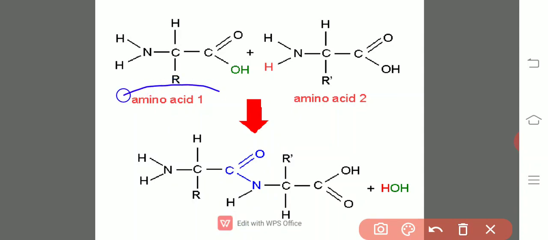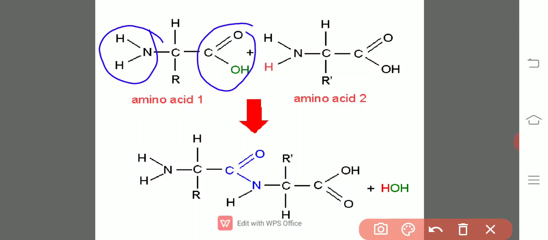For example, here it is amino acid 1 and this is amino acid 2. Whatever the amino acid may be, it fundamentally consists of an alkane group, CH group, and alkane means it may be propane, butane, pentane, hexane, heptane, nonane, decane, like that. The length may vary, and each and every amino acid should contain at least one amino group and one carboxylic group in general.